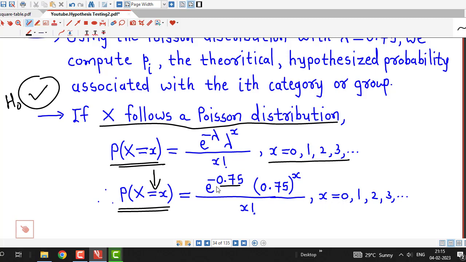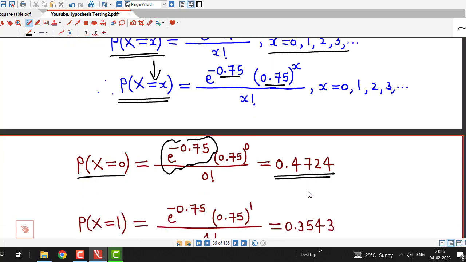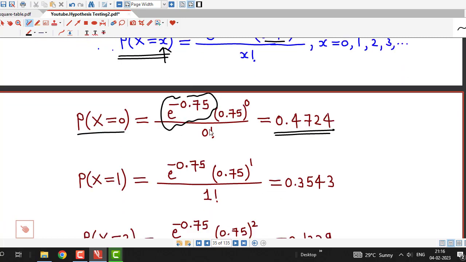For x equal to 0, I will have e raised to minus 0.75, 0.75 raised to 0, which is 1, divided by 0 factorial, that is also 1. So the only contribution is from the term e raised to minus 0.75. Using a scientific calculator, I find this probability as 0.4724. Then I take small x equal to 1, and I obtain the probability that capital X equals 1 as e raised to minus 0.75, 0.75 raised to 1 divided by 1 factorial, and using a scientific calculator I obtain 0.3543.